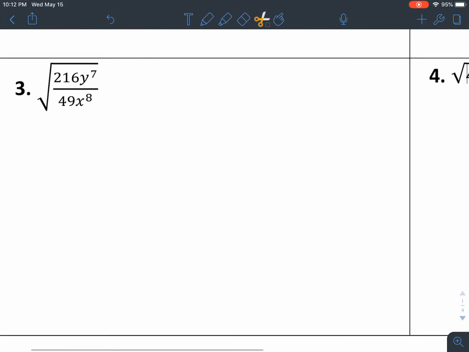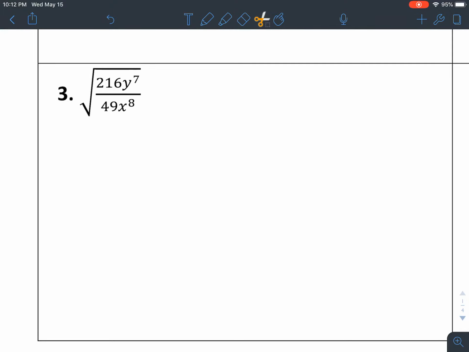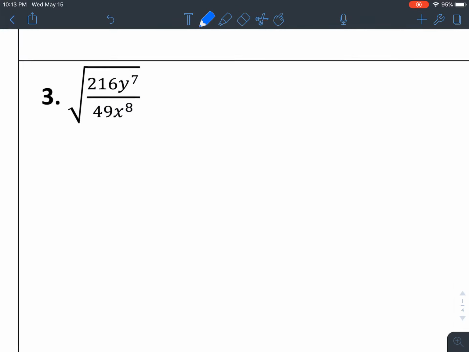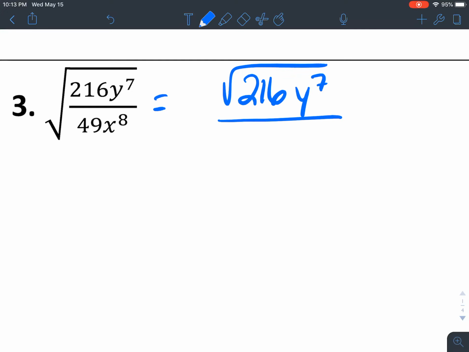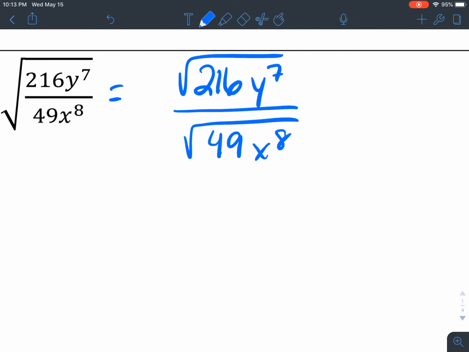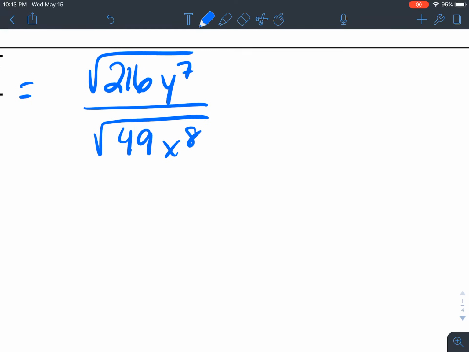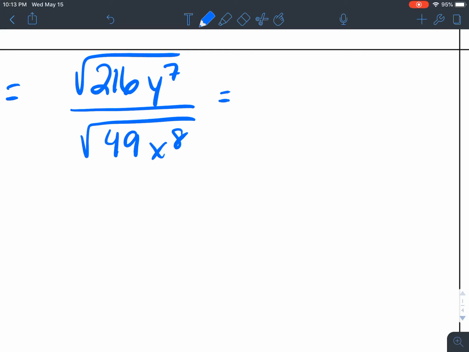Okay, for number 3, we've got just a more advanced version of that same problem. So I'm still going to start by just splitting this up by numerator and denominator. So the square root of 216 y to the 7th over the square root of 49 x to the 8th. And again, I'm going to start with my denominator just because it looks a little easier to handle. Square root of 49, well, that's just 7, right? 7 times itself is 49.